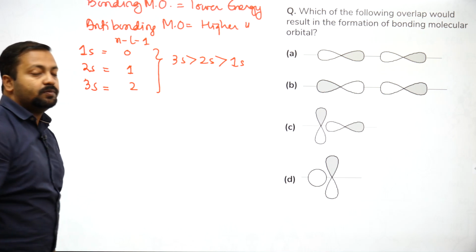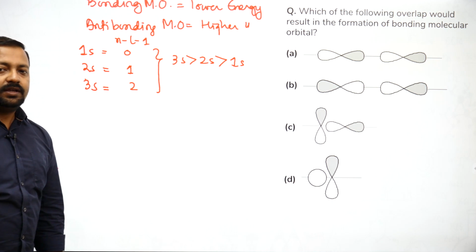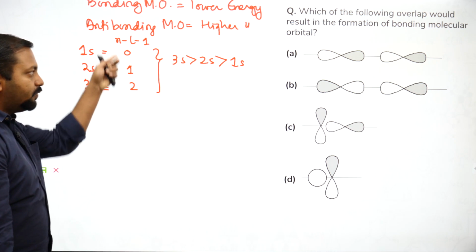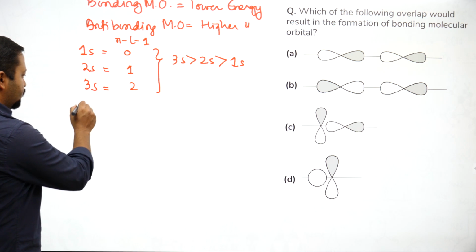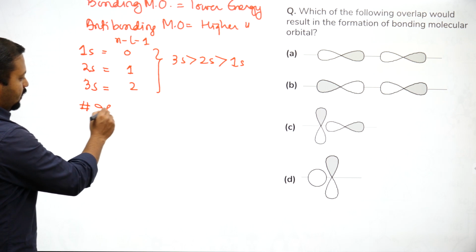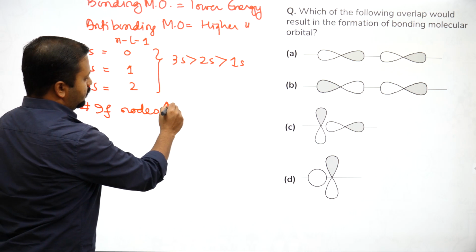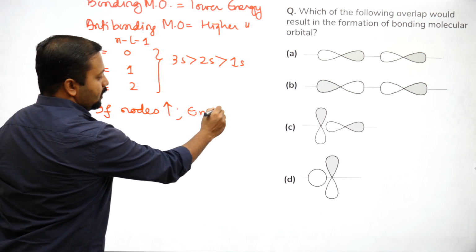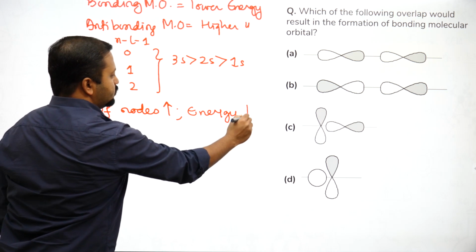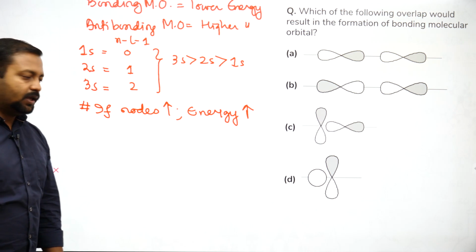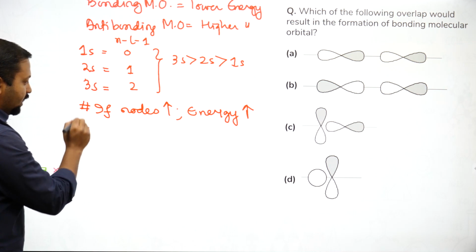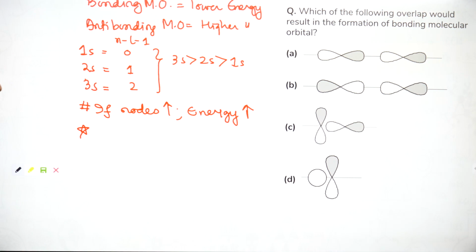ये तो Aufbau principle भी आप जानते हैं. Why is the energy increasing? There is one another reason, that the number of nodes is increasing. So if nodes increase, energy also increases. Okay, so we can extrapolate this argument for bonding and anti-bonding.